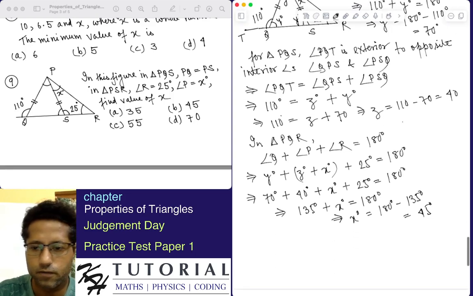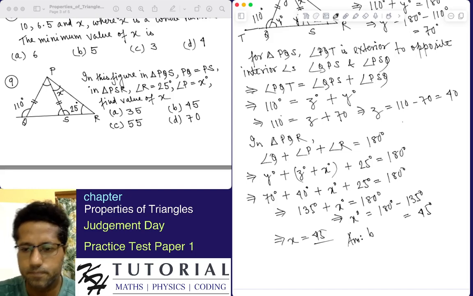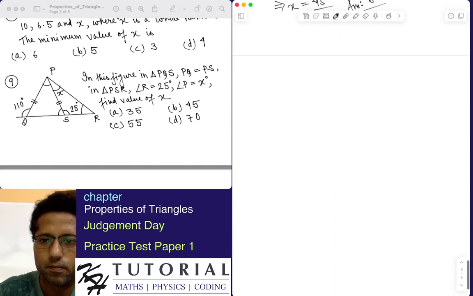So it has asked to find x. So x is equal to 45. So the correct answer is choice B. Okay, let's do problem number 10.